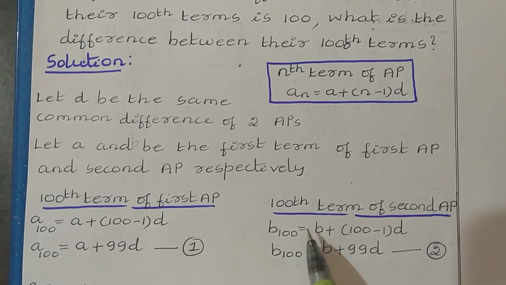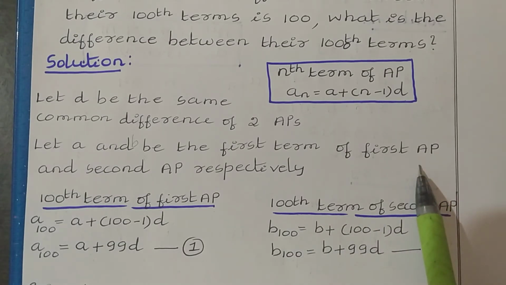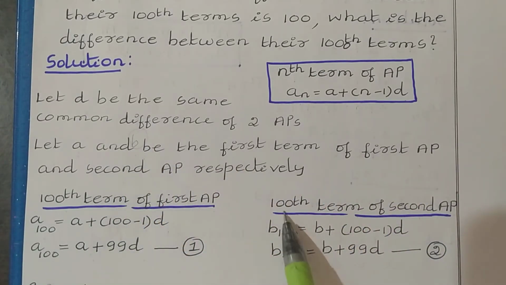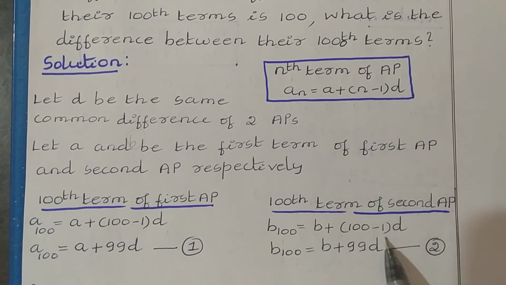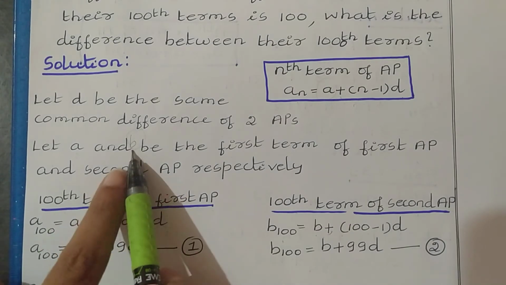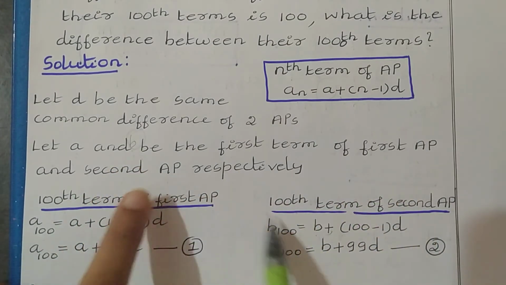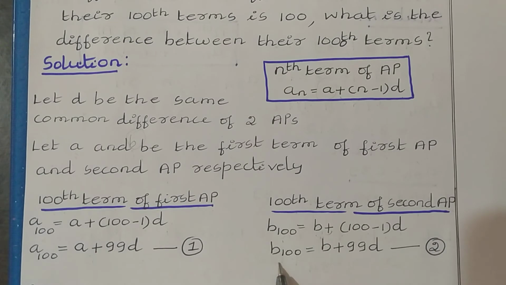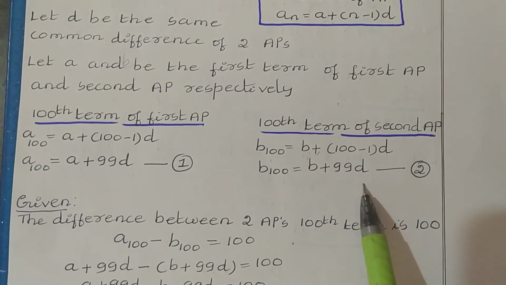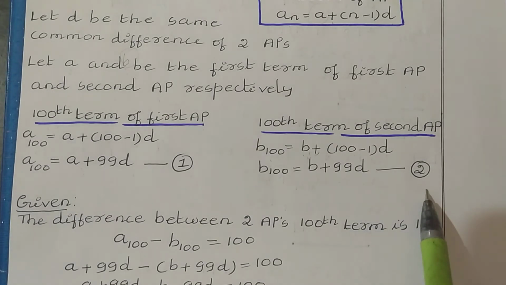Next, I am finding the 100th term of the second arithmetic progression. For the second arithmetic progression I have taken the first term as b. So b100 is equal to b plus 100 minus 1 into d. This also I got by applying the same formula, where a was the first term of the first progression and b is the first term of the second. So I get b100 is equal to b plus 99d. Let us name this as equation 2.